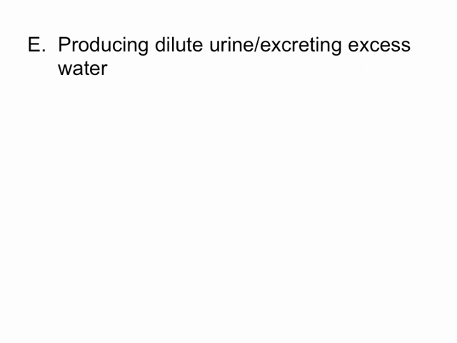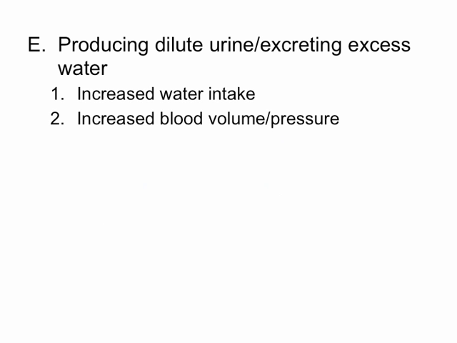Now, your body, depending on the situation, will produce dilute or concentrated urine. So we're going to begin by looking at how your body creates dilute urine. Or if you don't like that term, you can think about it as excreting excess water from the body. In order for this to take place, we've got to increase our water intake. If we increase our water intake, we know that the water is going to make its way into the bloodstream. If we increase the volume of water inside the bloodstream, it will also increase the blood pressure. As we increase the blood pressure inside of the kidneys, we're going to increase the amount of filtration.